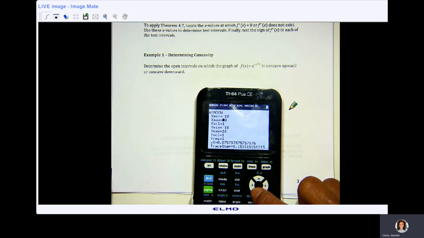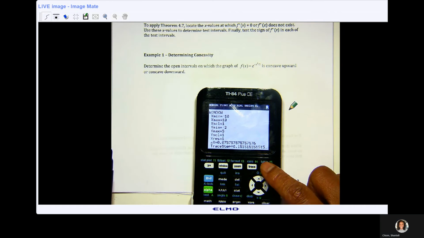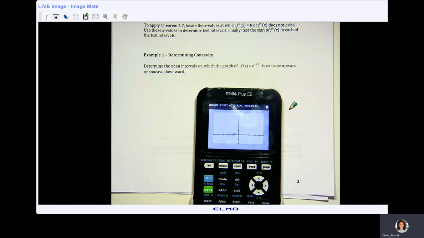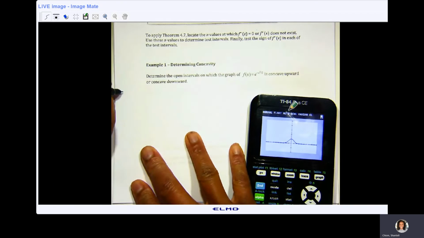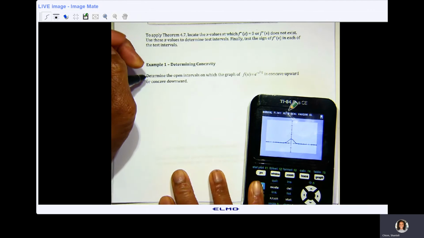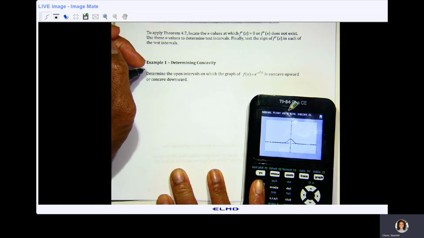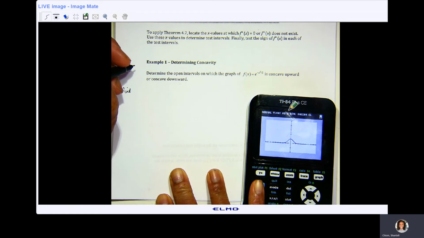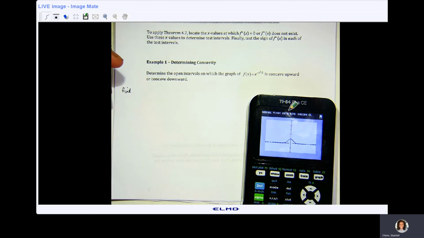So I'm going to adjust my window. I'm going to make my y min maybe negative 2, and my y max 5. Then let's hit graph, and we can see a little better picture. There we go. So it is definitely continuous on the whole number line. There are no breaks, no gaps or anything like that. After we verify that it is continuous, the first thing we're going to do is find the first derivative, because we have to get the second derivative.